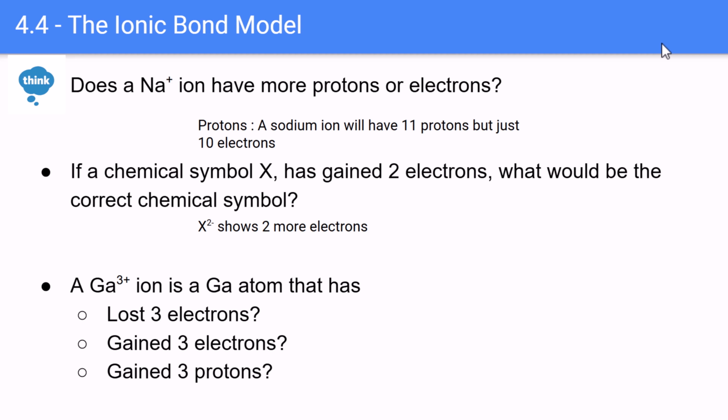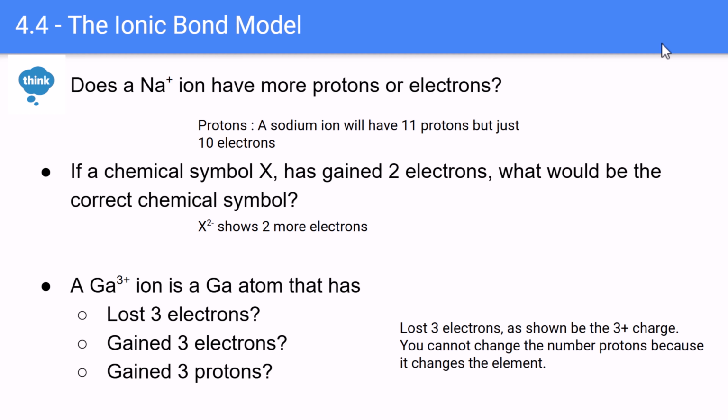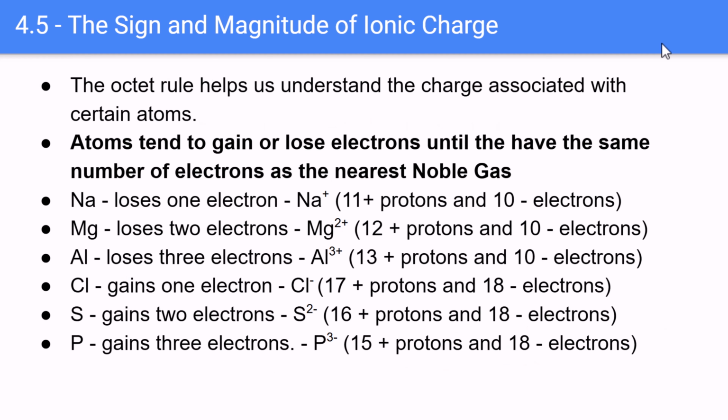Well, remember, we cannot change the number of protons, so that gets rid of the last answer choice here. If it's gained 3 electrons, it's going to carry a 3 minus charge, so it has to lose 3 electrons. You cannot change the number of protons because it changes the element. If we lose 3 electrons, that tells us we have 3 more protons than electrons, so it's going to be a 3 plus charge.